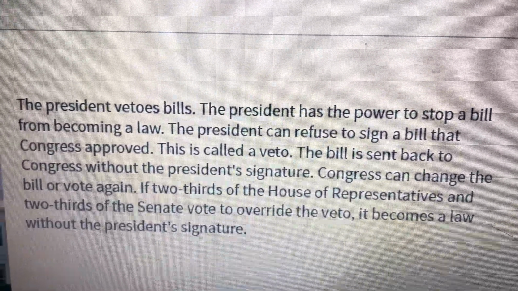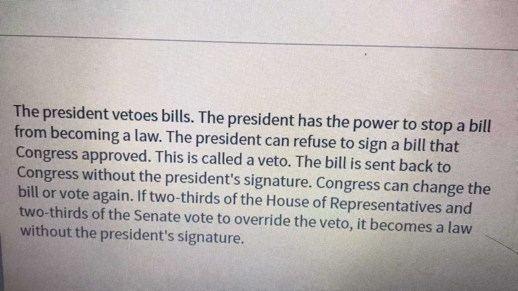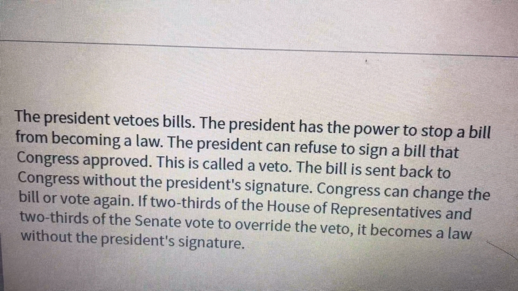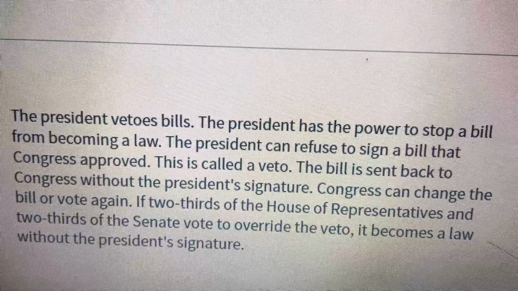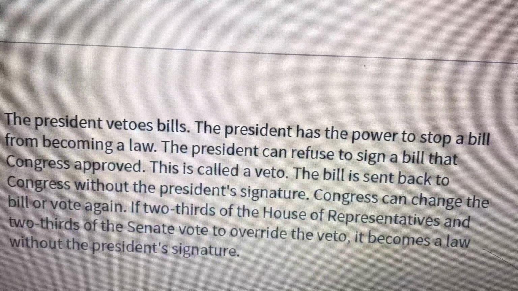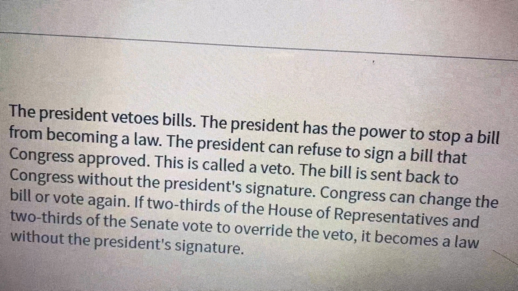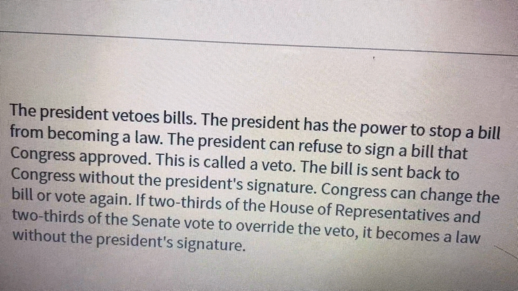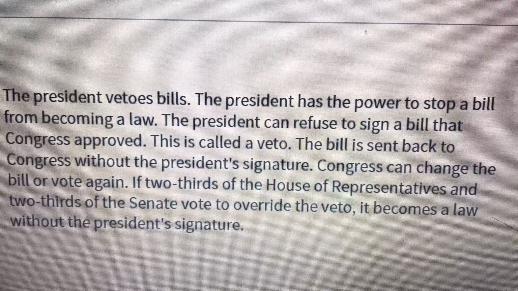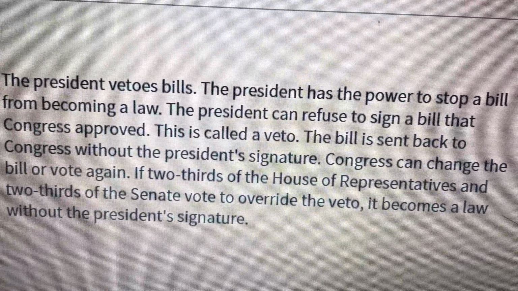The president has the power to stop a bill from becoming a law. The president can refuse to sign the bill that Congress approves. This is called a veto. So that's why vetoes. The bill is sent back to the Congress without the president's signature. Congress can change the bill or vote again. If 2/3 of the House of Representatives and 2/3 of the Senate vote to override the veto, it becomes a law without the president's signature. So meaning 2/3 of the House of Representatives and 2/3 of the Senate vote to override the veto. So it becomes a law.